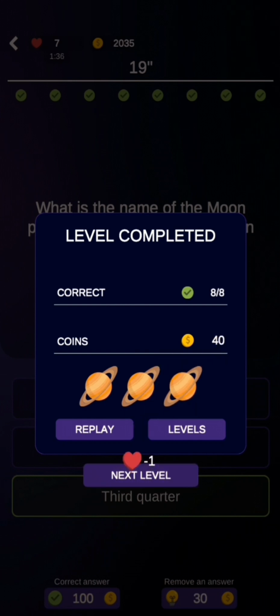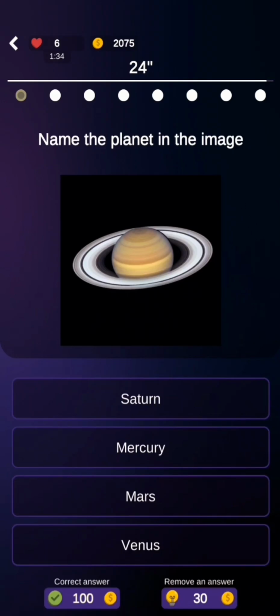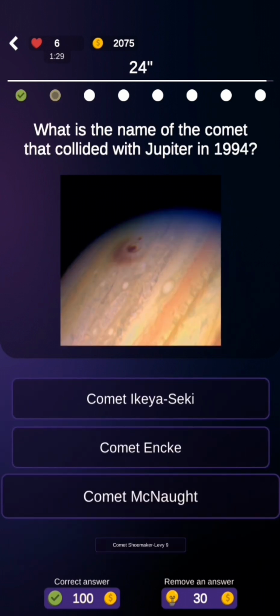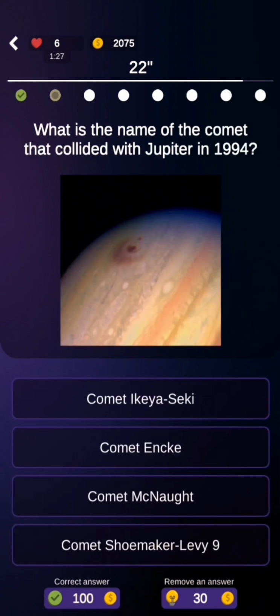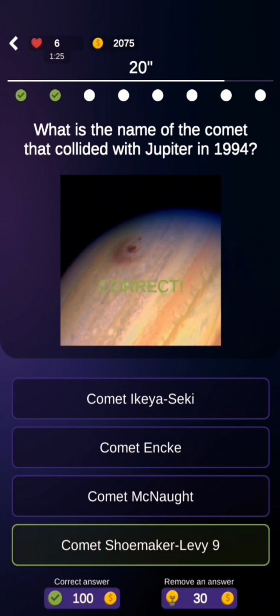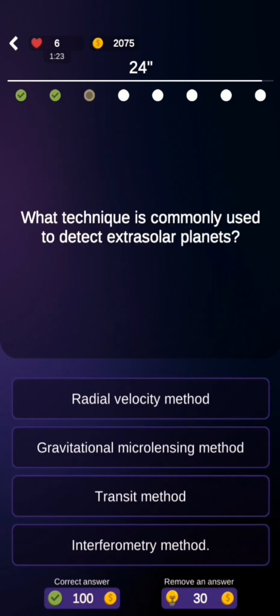Alright so far. Name the planet in the image. Bro, that's obviously Earth. What is the name of the comet that collided with Jupiter in 1994? Shoemaker-Levy 9. Right? What technique is commonly used to detect extrasolar planets? Bro, we use a whole bunch of stuff, but I think they wanted to go with the transit.